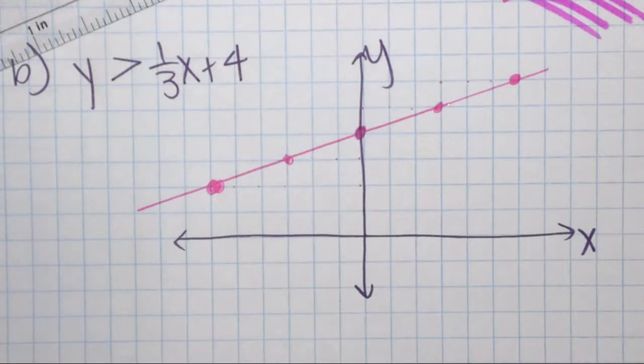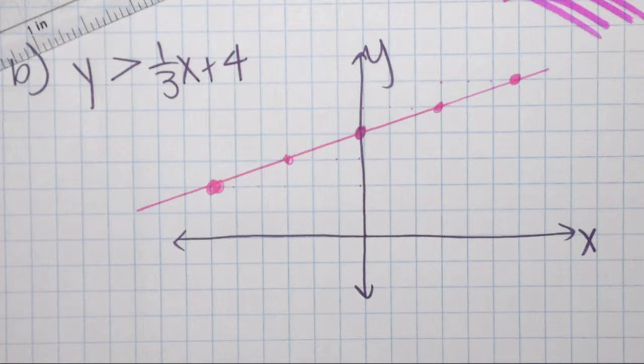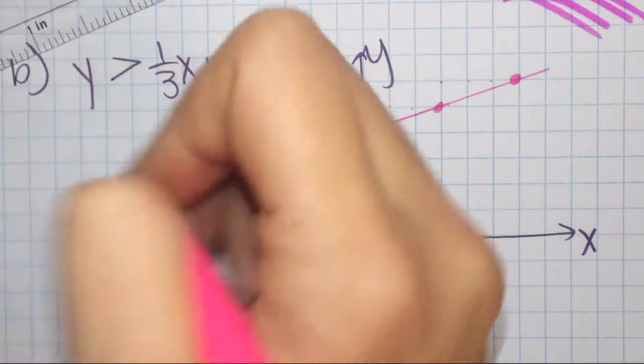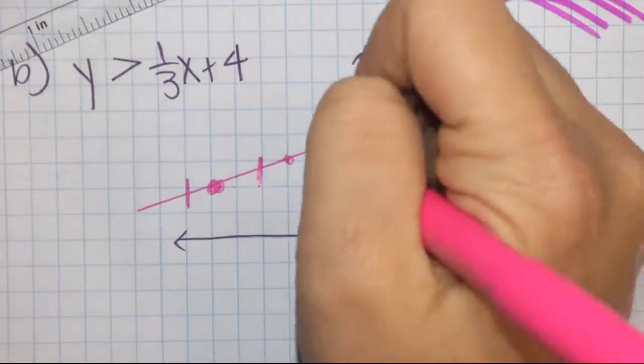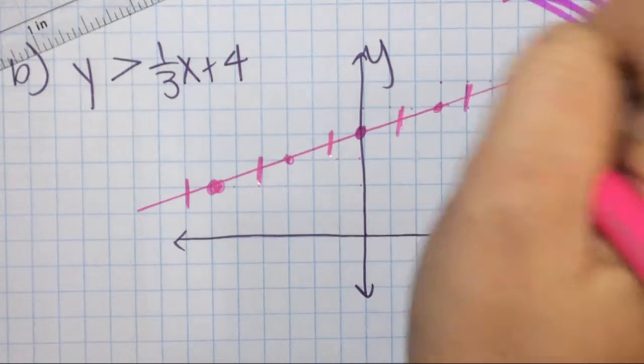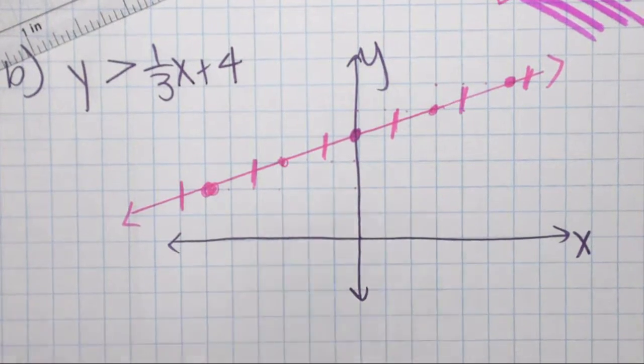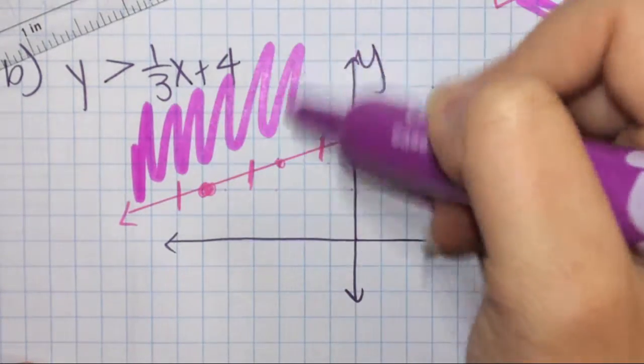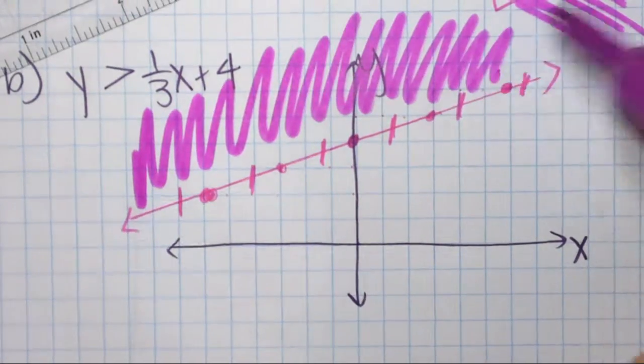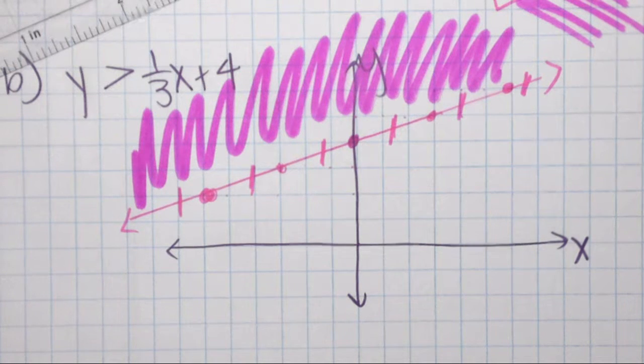Don't do that. I got excited. Don't do that. It's dashed. And why is it dashed? It's not equal to. We're going to pretend that that's dashes. Don't be like me. Alright, are we going to shade above or below? Above. Above, because it's greater than. And we're done.